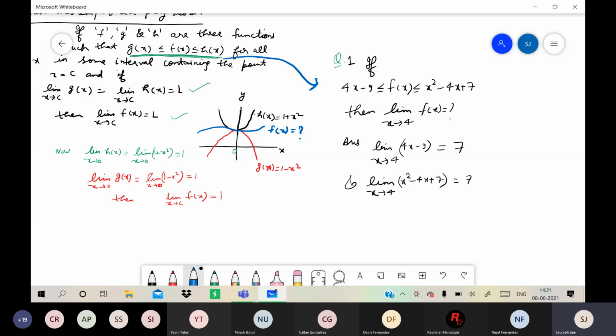So I calculated the limit of 4x minus 9 as x tends to 4, 7 is coming. I calculated the limit of x square minus 4x plus 7, that also is 7. Therefore, the limit of f(x) as x tends to 4 will be 7 by sandwich theorem. This is a simple question based on this. Okay, let me take the next question here.